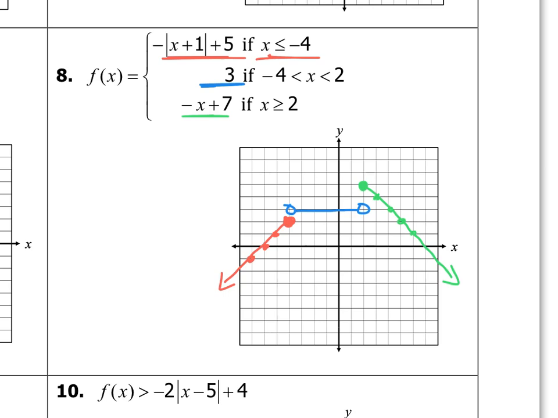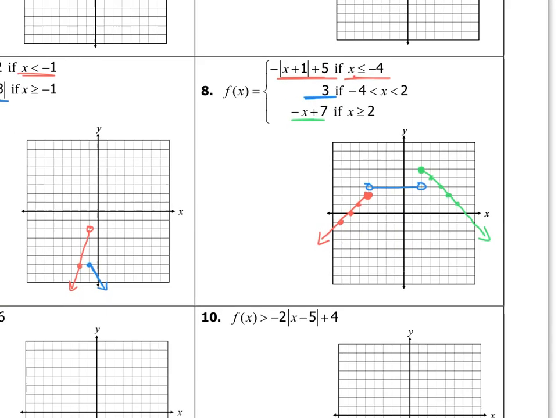By the way, your domain on this one would be all real numbers, and your range, although you're not asking for it, would be y is less than or equal to 1, 2, 3, 4, 5, a 5. Okay, less than or equal to 5. All right, next one.